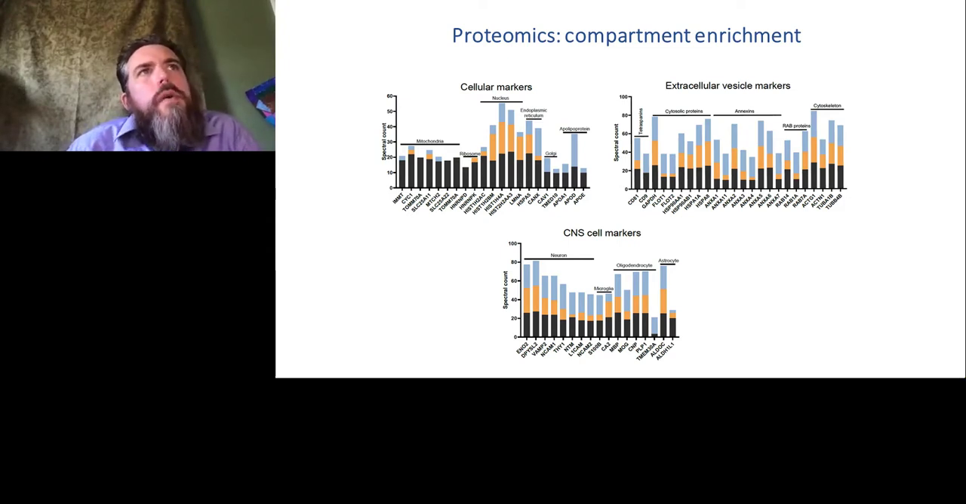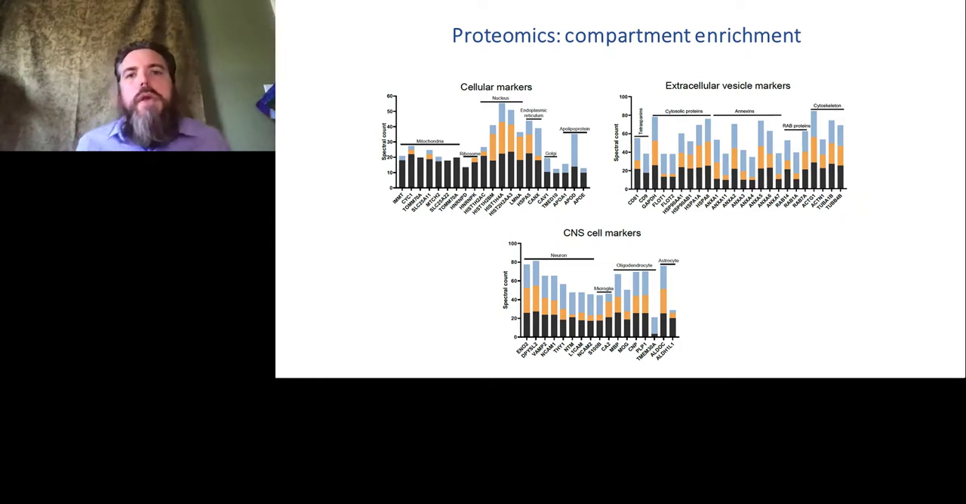We also saw that there was other compartment enrichments, and we were interested in particular in the lower graph here. So the CNS cell markers. So what markers of neurons, of astrocytes, of oligodendrocytes, and of microglia were we able to see in the EVs that we harvested from this tissue?